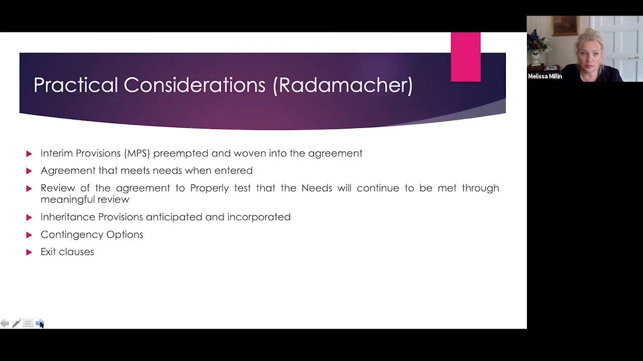a meaningful review. It's also very helpful to put inheritance provisions within the contract so that they can be incorporated into a holistic option. And more importantly, again, to look at contingency elements that can be brought into the agreement, and particularly exit clauses for any party, whenever it is relevant for them.